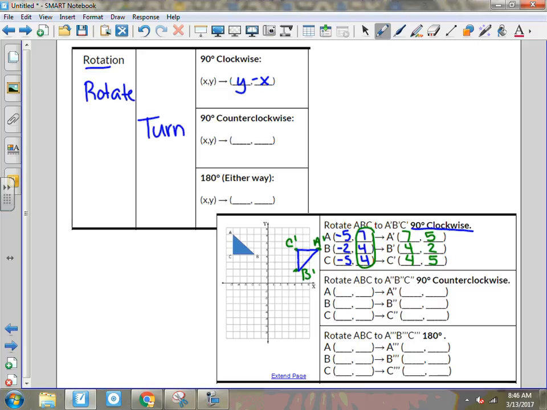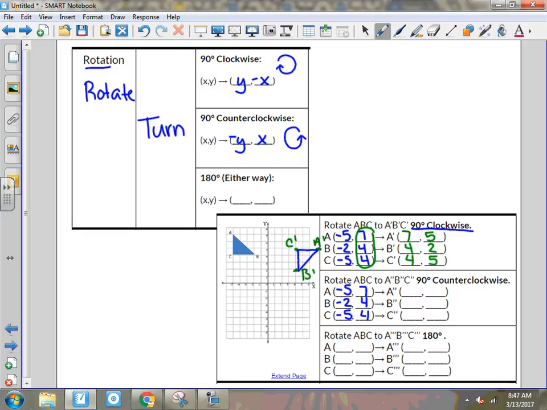All right, now sometimes they're also going to say to turn it the other direction, counterclockwise. So remember, clockwise goes around like that, while counterclockwise would be the other direction. So if it's going counterclockwise, we still flip where the y and the x are, but this time the y gets to turn into its opposite. So I'm just going to go ahead and rewrite these. So (-5, 7), (-2, 4), and (-5, 4).